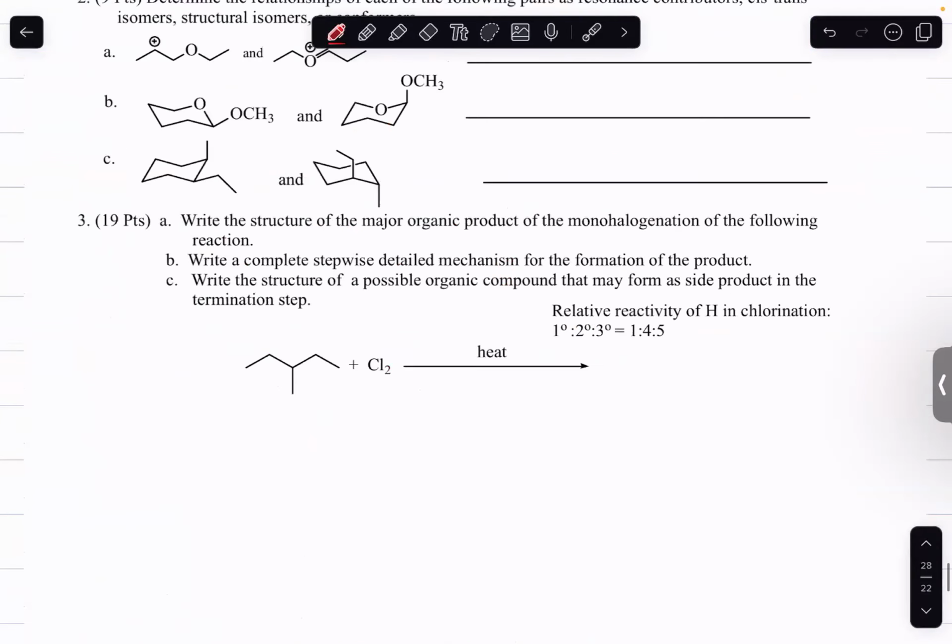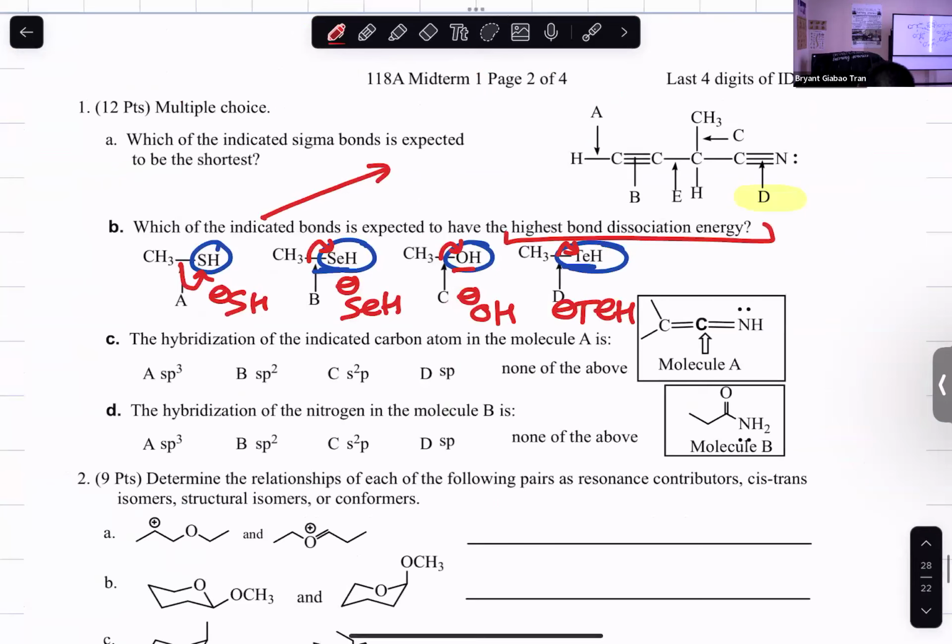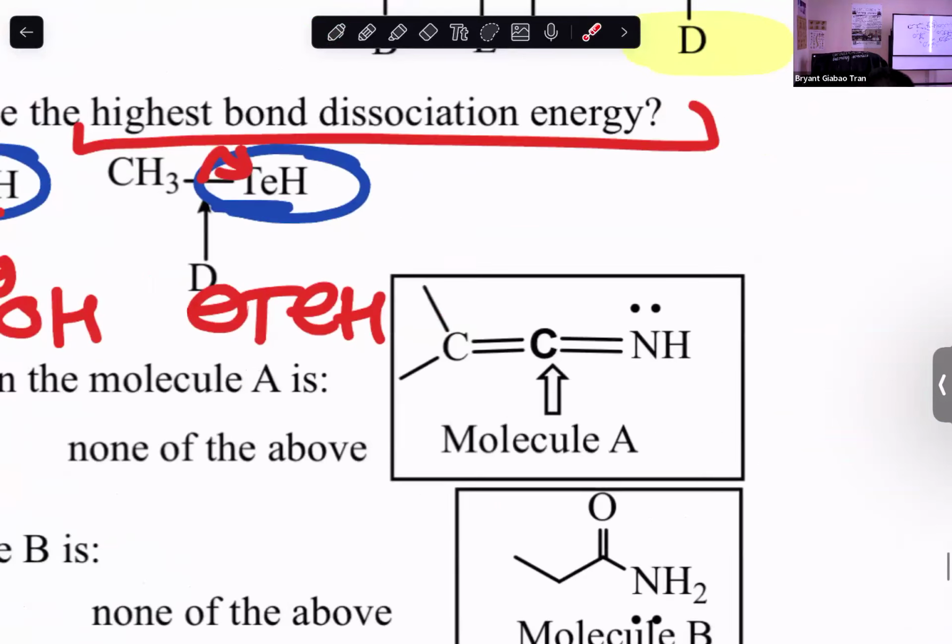Let's see. The hybridization of the indicated carbon atom in molecule A. So this right here is a little bit tricky, right? Because it has two double bonds. And what is another way of saying a double bond? Like instead of a sigma bond, it's a pi bond. Pi bond. Okay.